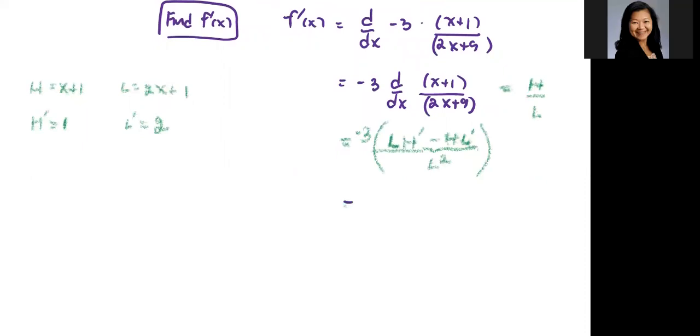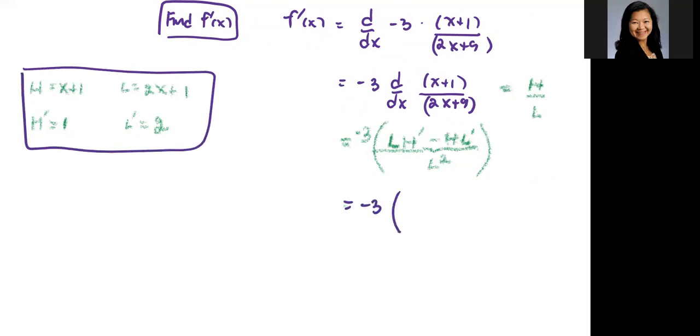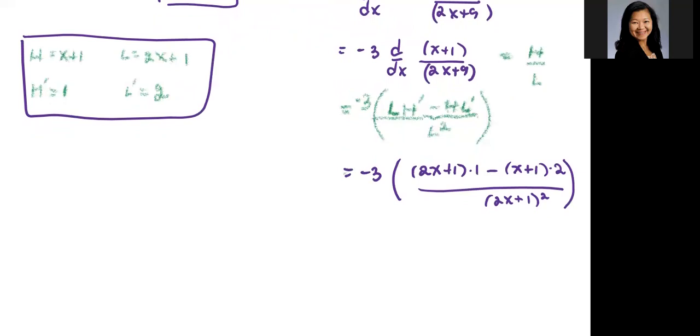So then we're gonna replace the values that you already told me here. So negative 3 times the quantity, the low, 2x plus 1 — don't forget the grouping symbol — times d high, which is 1, minus the high, the quantity x plus 1, times d low, which is 2, all divided by the low squared, which is the quantity 2x plus 1 squared. So far, so good. Yeah.